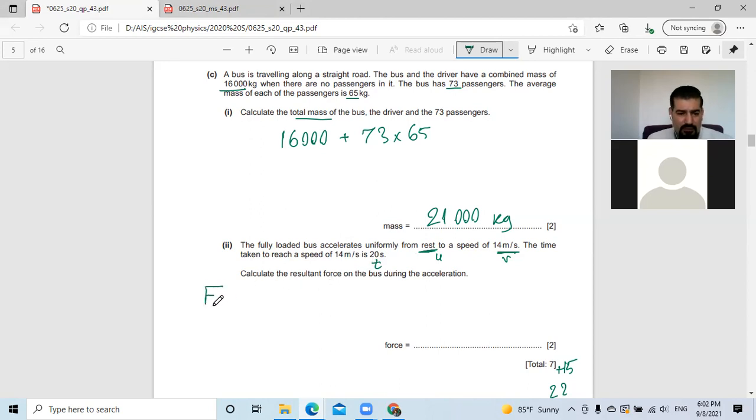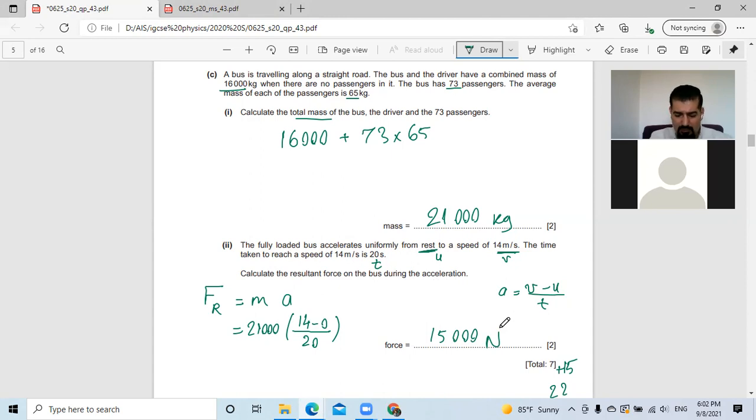Now we know that the resultant force equals mass multiplied by acceleration. So the mass that we just found, which is 21,000, multiplied by the acceleration. We know that the acceleration equals V minus U divided by T. So from rest, 14 minus 0, divided by the time, which is 20, and the answer will be 15,000 Newton. Okay, so let's check the answer.